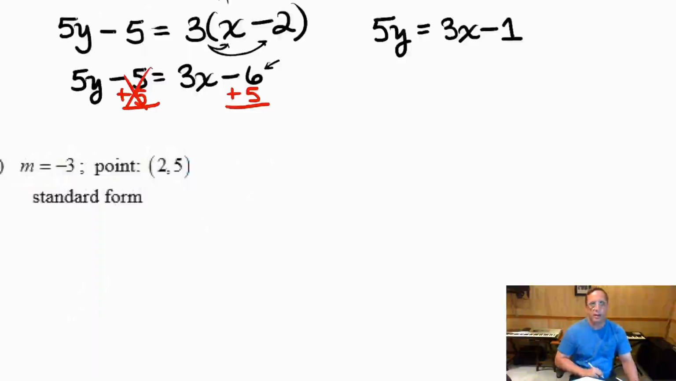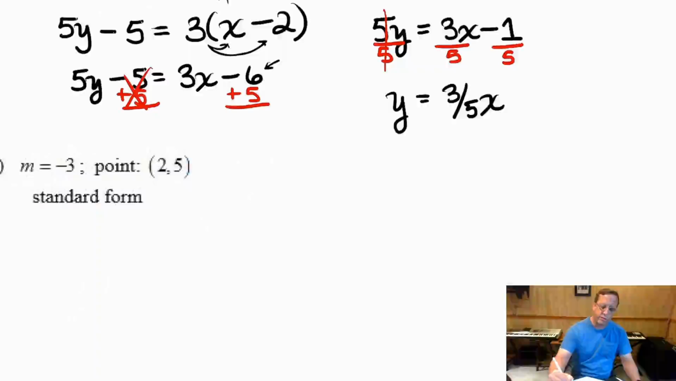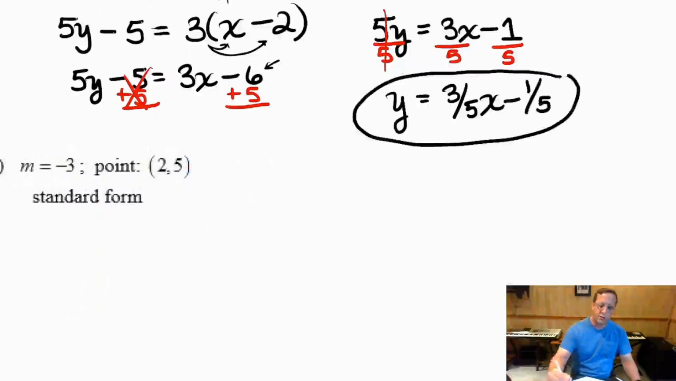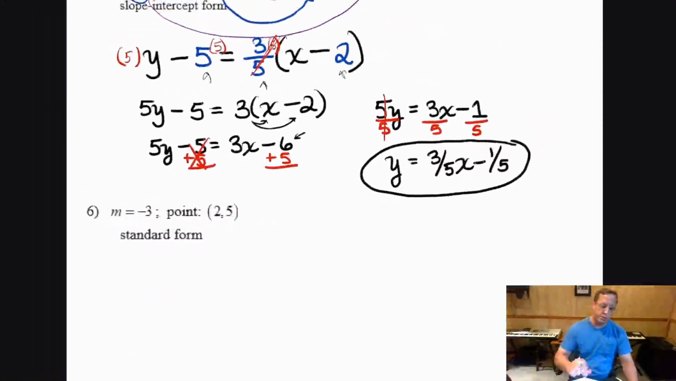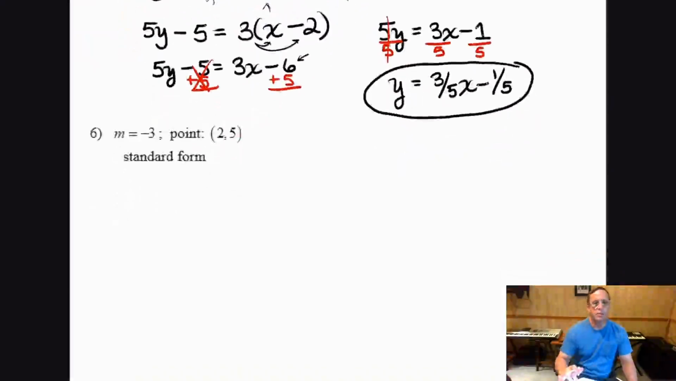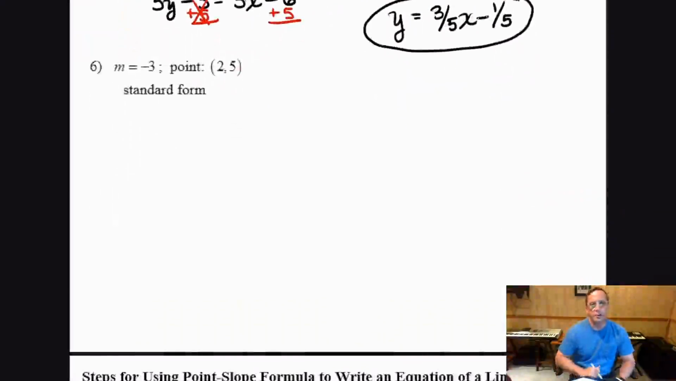And now it's just a matter of dividing everything by 5. And so when we're done with that, we get y equals 3/5 x minus 1/5. That's not the prettiest looking answer, but it's the way we want it to be, because it said put it into slope-intercept form. All right, for number 6, we want to put it in standard form.